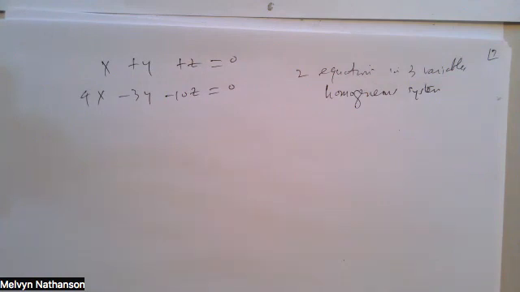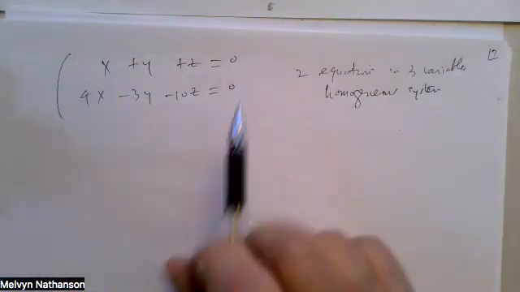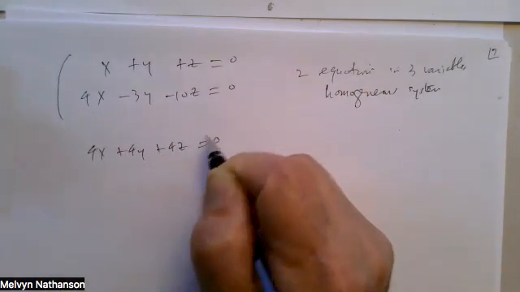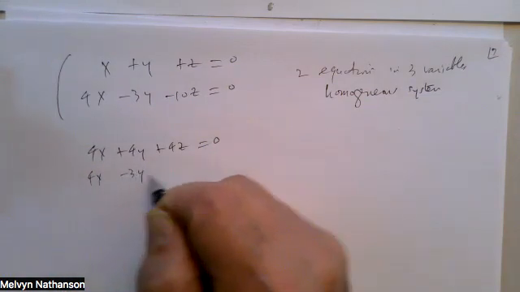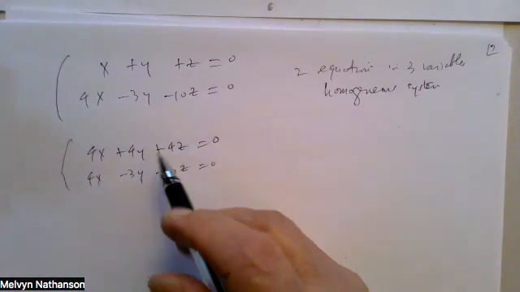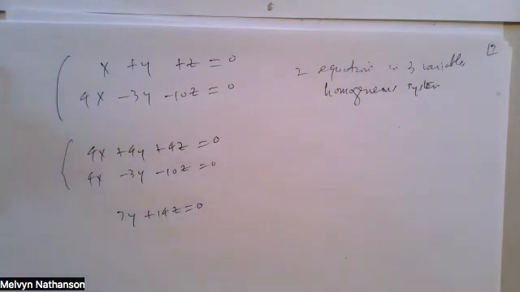Well, the simplest way is just to play with the equations and eliminate some variables. So suppose I want to eliminate x. I can multiply the first equation by 4, and write down the second equation. And if I subtract the second equation from the first equation, I get 7y plus 14z equals 0. Or I can divide by 7, y plus 2z equals 0, or y equals minus 2z.